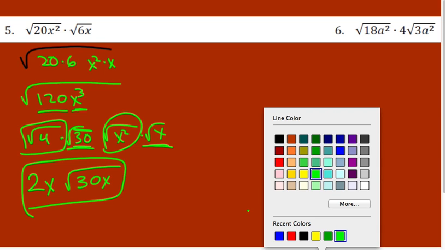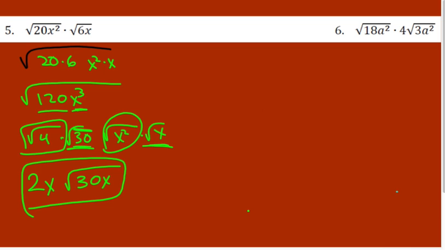Let's take a look over here at number 6. That looks fun. So on the outside I have a 4. Underneath I've got 18 times 3, which is going to be 54. Then I have a squared times a squared, which is a to the 4th. All I did was multiply everything that's underneath the square root.